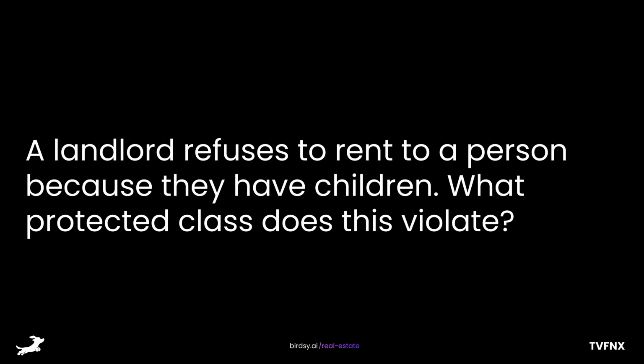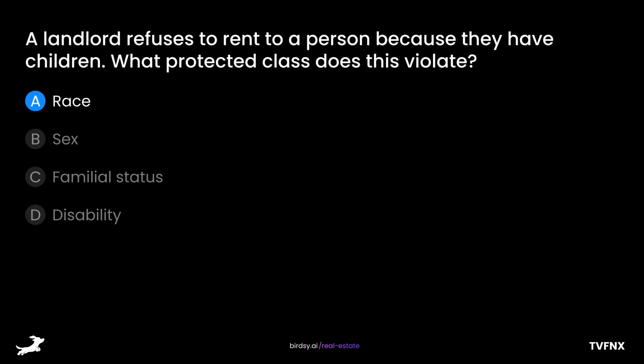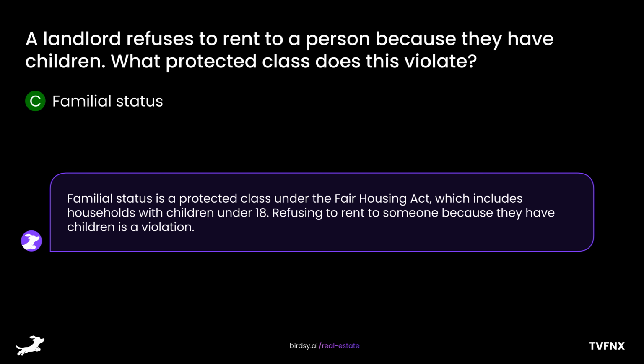A landlord refuses to rent to a person because they have children. What protected class does this violate? Is it A, race, B, sex, C, familial status, or D, disability? The answer is C, familial status. Familial status is a protected class under the Fair Housing Act, which includes households with children under 18. Refusing to rent to someone because they have children is a violation.